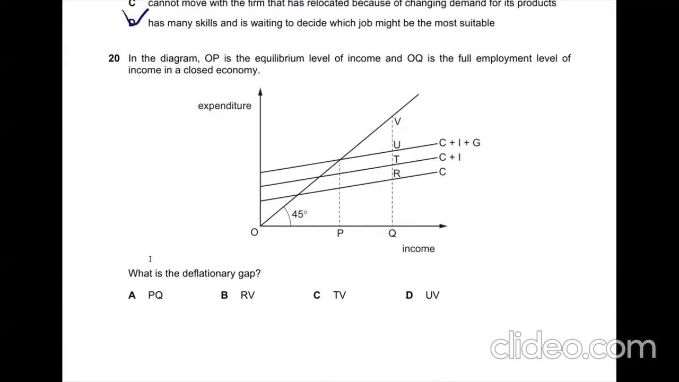Question 20. In the diagram, OP is the equilibrium level of income, and OQ is the full employment level of income in a closed economy. And what is the deflationary gap? You are in here, but you would like to achieve the full employment level. So obviously your gap has to be this much, which is this.